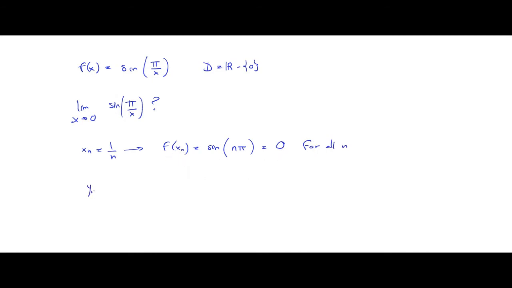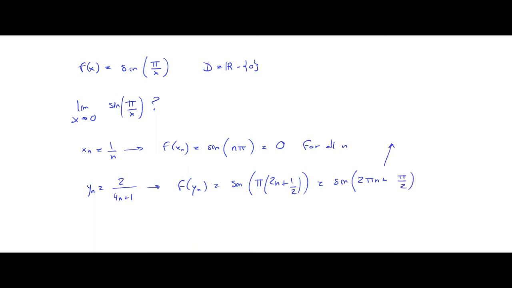But we can take another sequence, y sub n, and let's write it like this: 2 over 4n plus 1, okay? And you'll see now why I've chosen this one. This is the sine of pi divided by this, and this is equal to pi times 2n plus 1 half. This is 1 over y sub n. And these are all the points at which the sine is valued 1. And you can actually expand this. This is equal to 2 pi n plus pi over 2, and you can expand this.